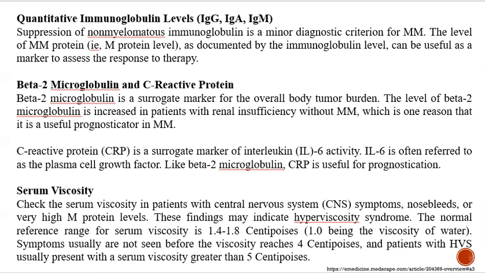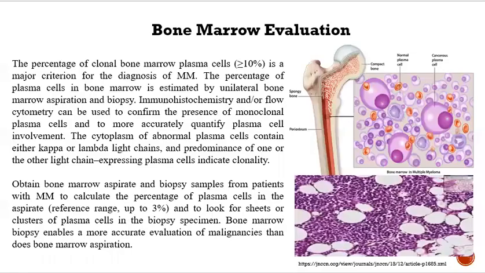prognostication. Check the serum viscosity in patients with central nervous system symptoms, nosebleeds, or very high protein levels. These findings may include hyperviscosity syndrome. The normal reference range for serum viscosity is 1.4 to 1.8 centipoises, and symptoms are usually not seen before the viscosity reaches 4 centipoises, and the patient with HVS usually presents with a serum viscosity greater than 5 centipoises.